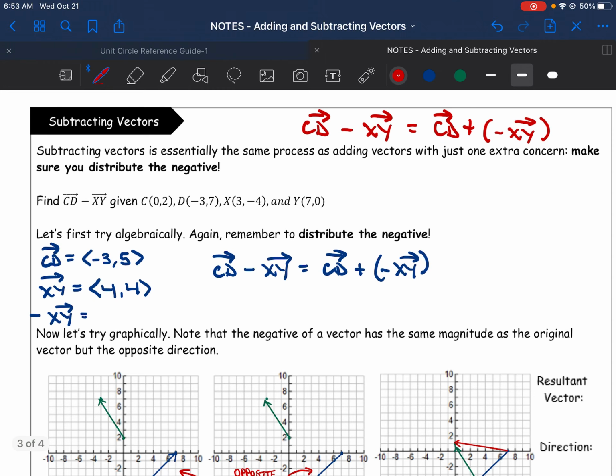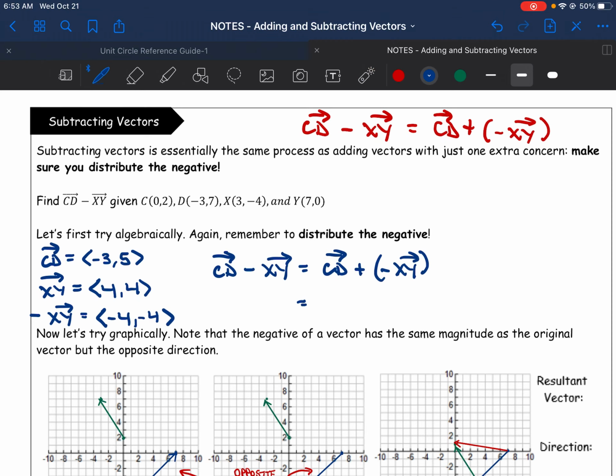So let's see algebraically what this turns out to be. So we've already worked with these vectors. We know that vector CD is negative 3, 5. This is from our first example. We know vector XY is 4, 4. And if I take the negative and distribute it to vector XY, I would get negative 4, negative 4. So again, I'm just taking this negative here, distributing it to the components of vector XY. We get negative 4, negative 4. So again, vector CD minus vector XY is going to be the same as vector CD plus negative vector XY.